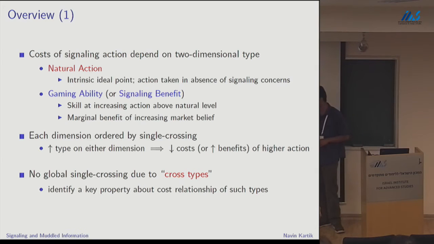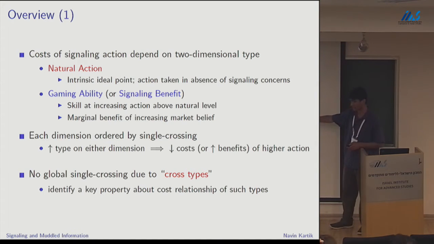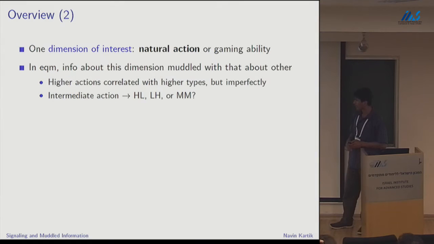And there's going to be an assumption about the relationship of signaling costs for these cross types that's not specified by just this assumption. Okay. And so we'll dig into that. And then the results that we're going to be after are the following.